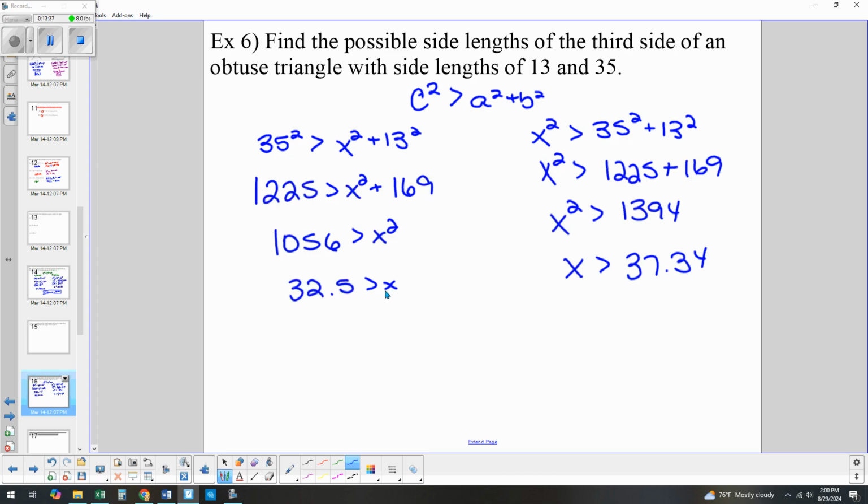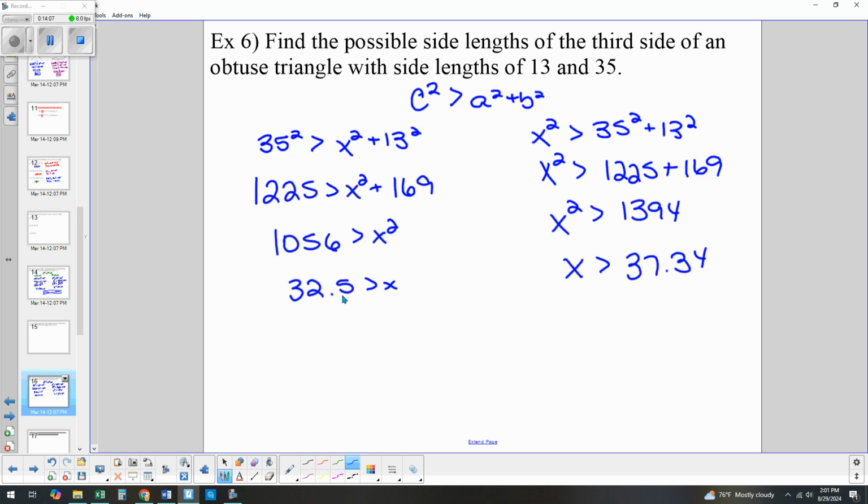So now x is less than 32.5, but greater than 37.34. That's not the same. I can't think of one number that's going to fit both of these inequalities at the same time. So that means we can't combine them. They have to stay separate from each other. But that also means if I'm saying x is just less than 32.5, that would mean x could be negative 8, and we know that x can't be negative values. We know there's limits to what can even make a triangle at all.